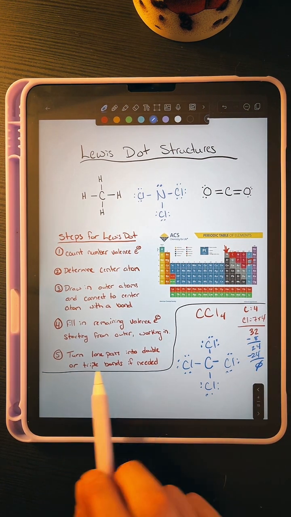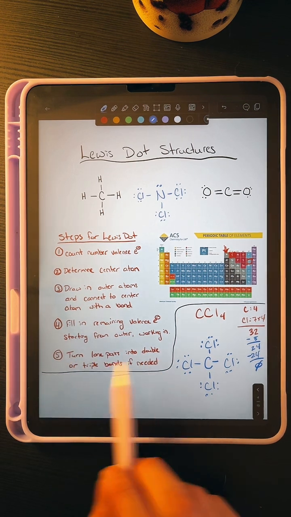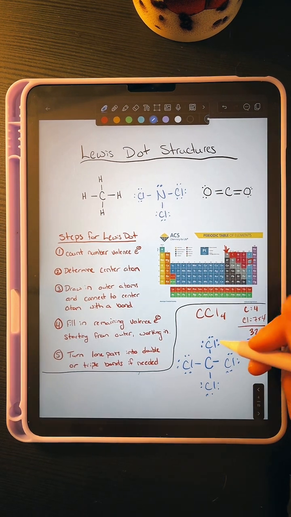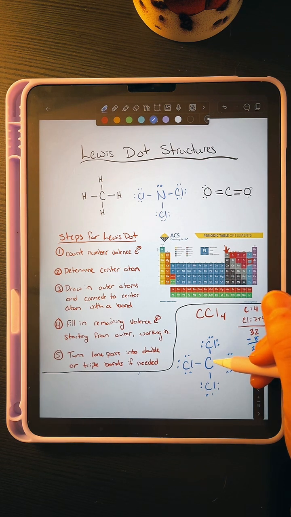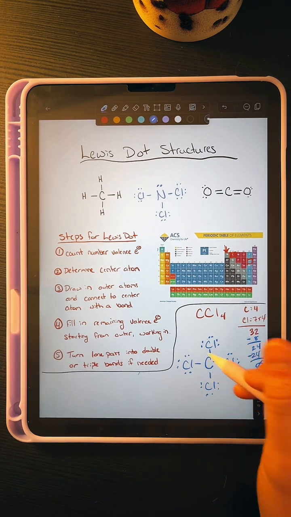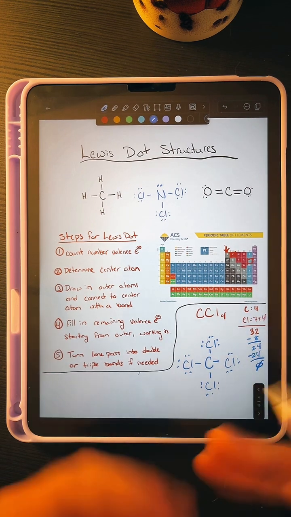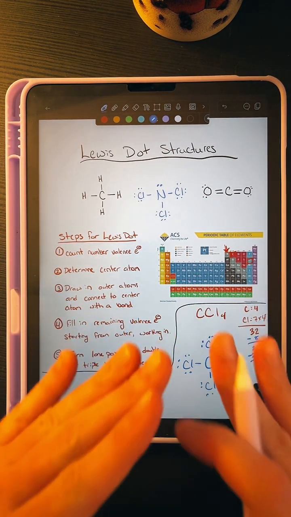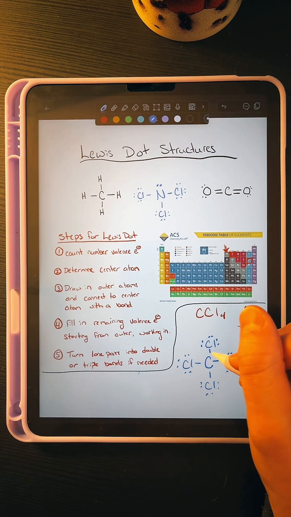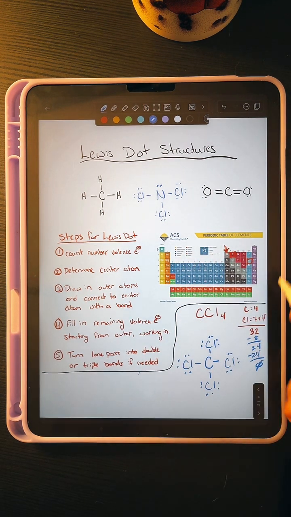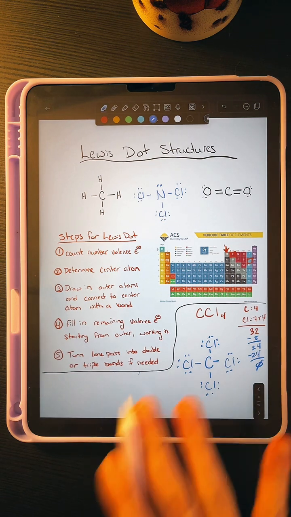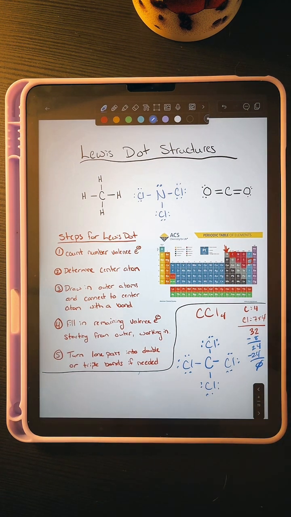Now, the last step here is to turn lone pairs into double or triple bonds if needed. We won't always have to do this, but let's say, for instance, we had a center atom that didn't fulfill the octet. Our carbon here does fulfill the octet, 2, 4, 6, 8, but let's say it didn't, and it needed more, but we didn't have any more valence electrons to draw into our system. That's when we take a lone pair from an outer atom and just move it to form a double bond. In this case, we don't have to do that, but it's good to know, and we'll get some practice in a little bit.